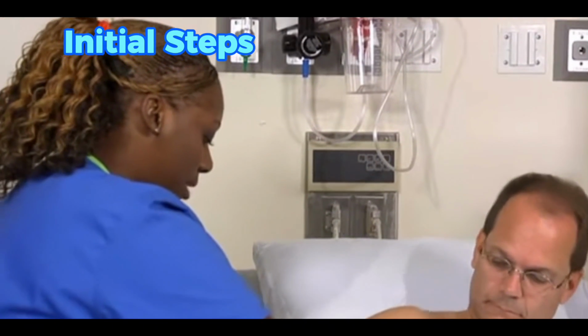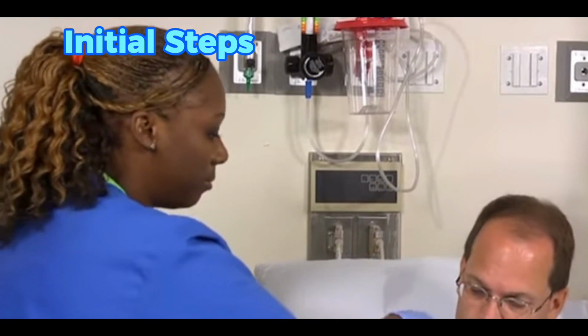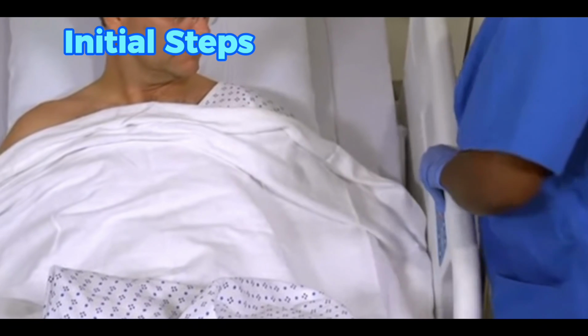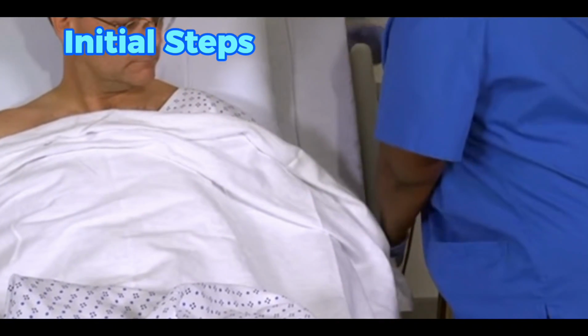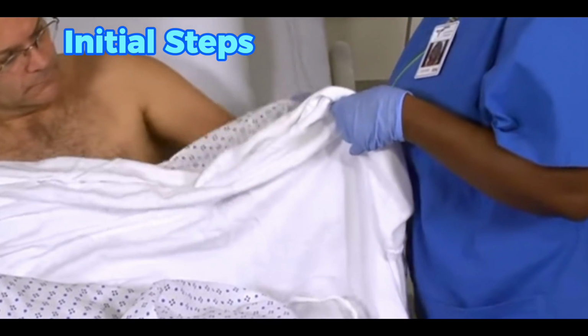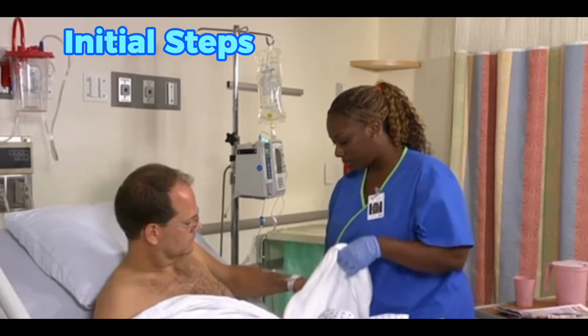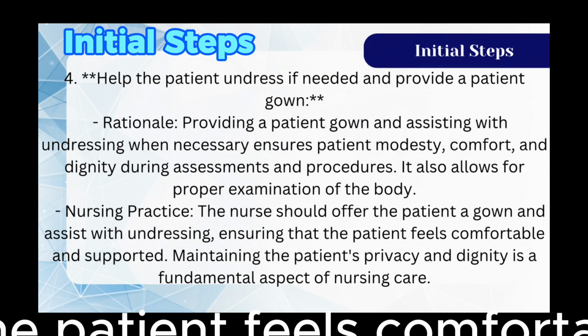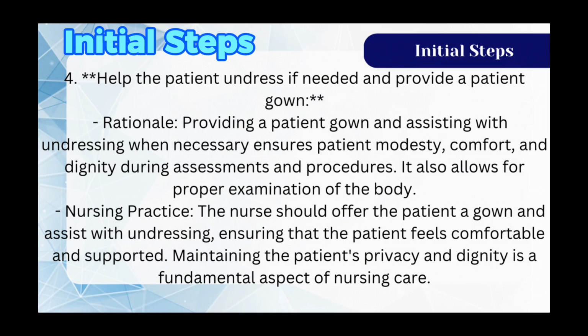4. Help the patient undress if needed and provide a patient gown. Rationale. Providing a patient gown and assisting with undressing when necessary ensures patient modesty, comfort, and dignity during assessments and procedures. It also allows for proper examination of the body. Nursing practice. The nurse should offer the patient a gown and assist with undressing, ensuring that the patient feels comfortable and supported. Maintaining the patient's privacy and dignity is a fundamental aspect of nursing care.